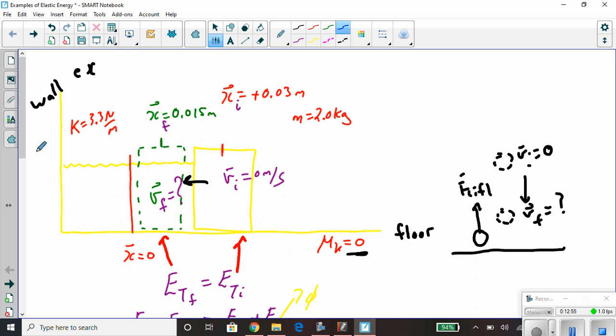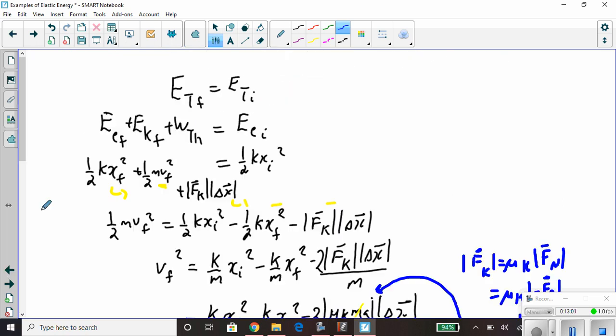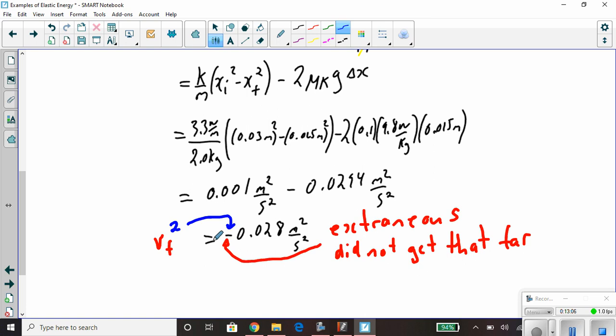That's why you got that extraneous solution. It makes no sense. You can't find the square root of a negative number. All right, so you might think, well, sir, this is kind of stupid. Why do we do all this? Well, we were able to make some sense out of this and find out that the object never got there.